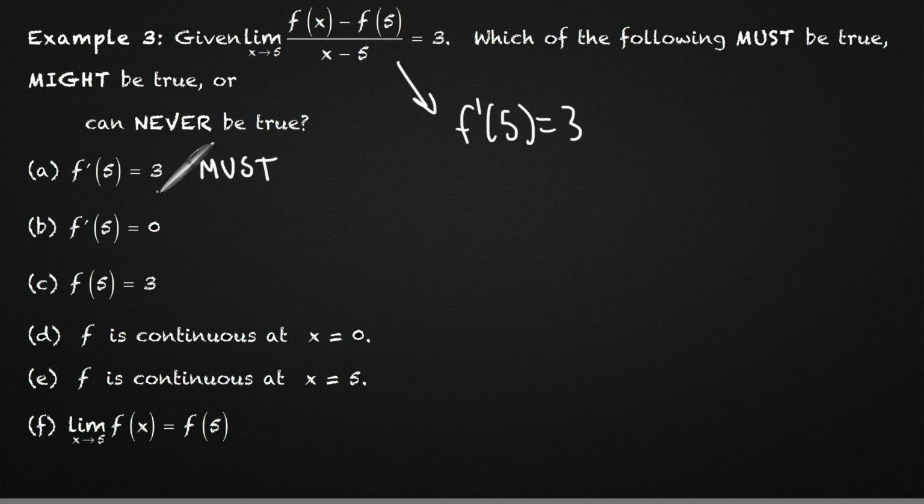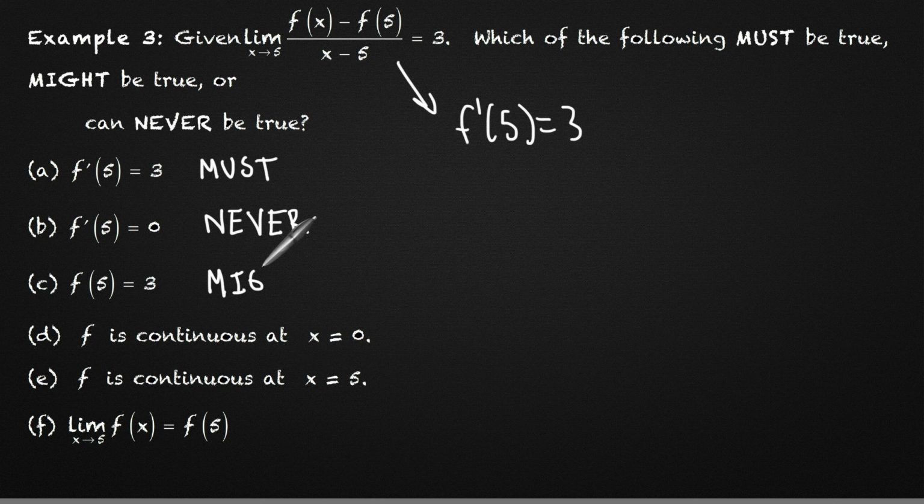Now, if this must be true, then this can never be true because a point cannot have two slopes at the same point. It can't definitely have a slope of 3 and definitely have a slope of 0 at that point. So that's never true. Now, this is saying that when x is 5, y is 3. Well, it might be true.